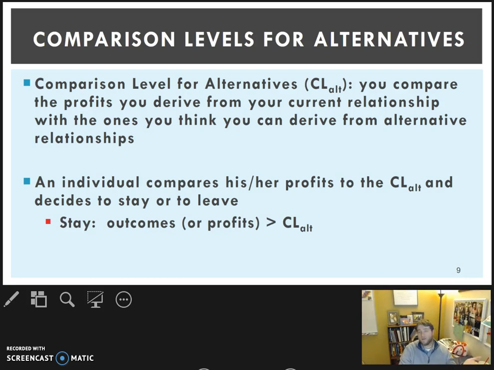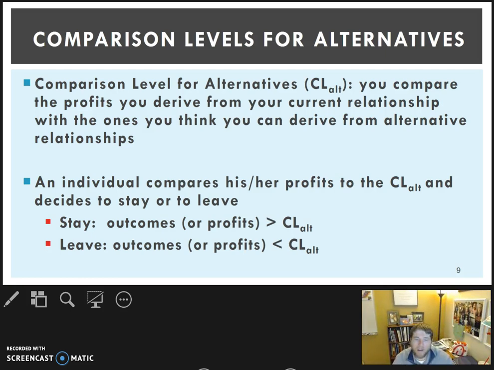And then you stay if the outcomes are greater than the alternative, and you leave if they're less than the alternative, essentially, okay? So if the alternative is better, you're going to go. If the alternative is not as good, you'll stay, theoretically, okay? So what you have with social exchange theory is this idea that we are looking at the rewards, we're looking at the costs, we're assessing what the profit will be. We're comparing that perception of profit, this is what's so funny. This is all perception. Even the stuff that you're actually receiving in a relationship.